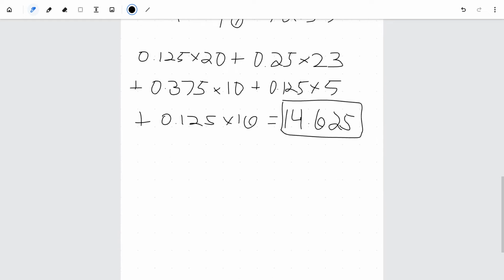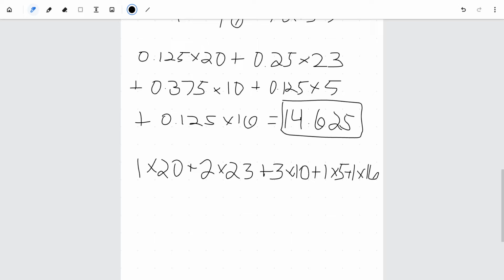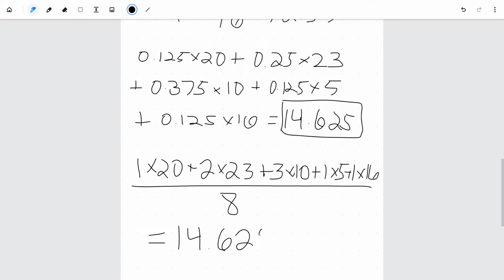And this is the exact same as a normal average, because we can see that we can do 1 times 20 plus 2 times 23 plus 3 times 10 plus 1 times 5 plus 1 times 16. And then we just divide this all by 8. And so this is the same as going 20 plus 23 plus 23 plus 10 plus 10 plus 10 plus 5 plus 16, all divided by 8. And if you do this out on a calculator, you'll see that you get the exact same number.